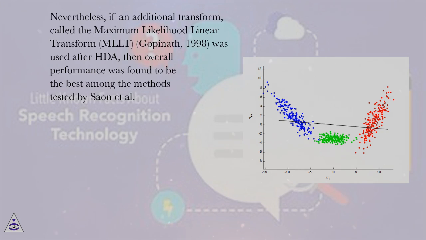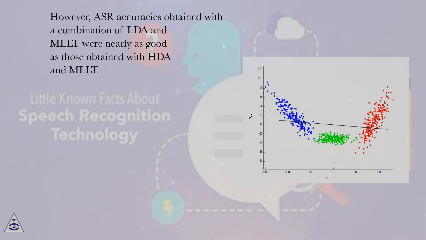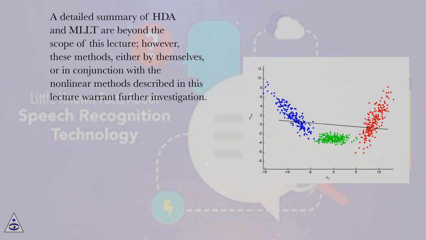Nevertheless, if an additional transform, called the maximum likelihood linear transform, MLLT, Gopinath, 1998, was used after HDA, then overall performance was found to be the best among the methods tested by Saon et al. However, ASR accuracies obtained with a combination of LDA and MLLT were nearly as good as those obtained with HDA and MLLT. A detailed summary of HDA and MLLT are beyond the scope of this lecture. However, these methods, either by themselves, or in conjunction with the nonlinear methods described in this lecture, warrant further investigation.